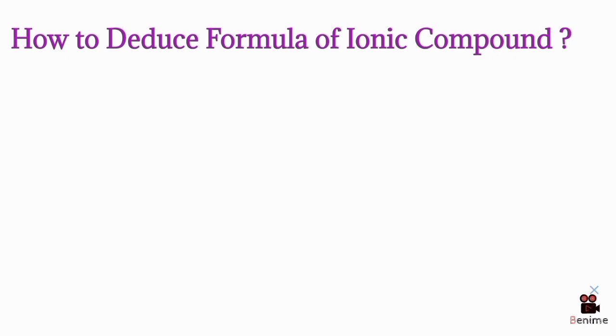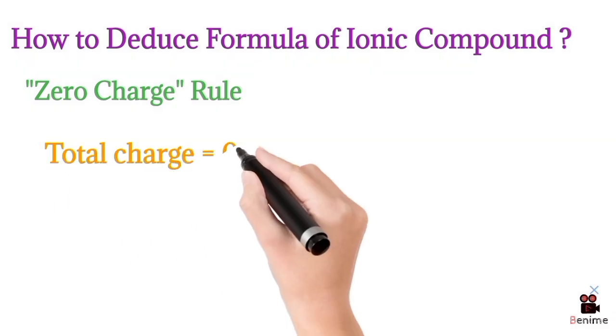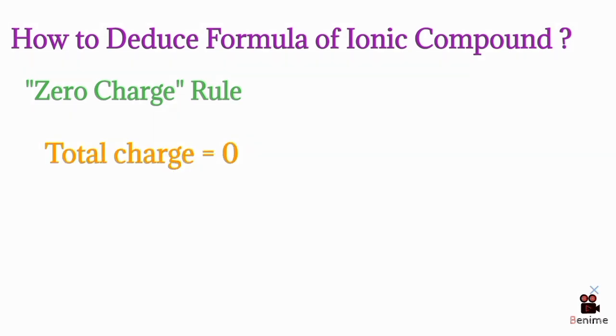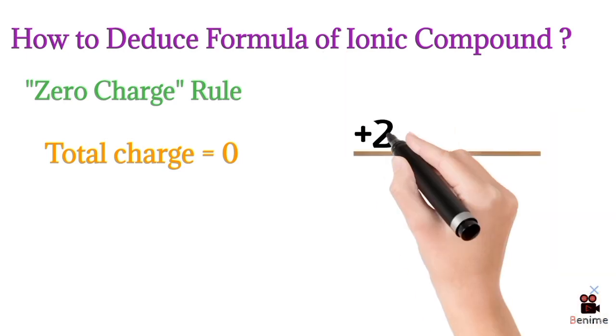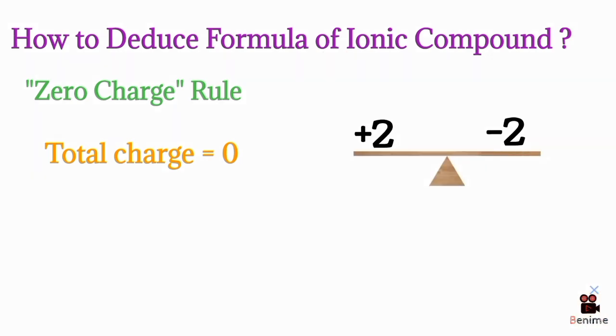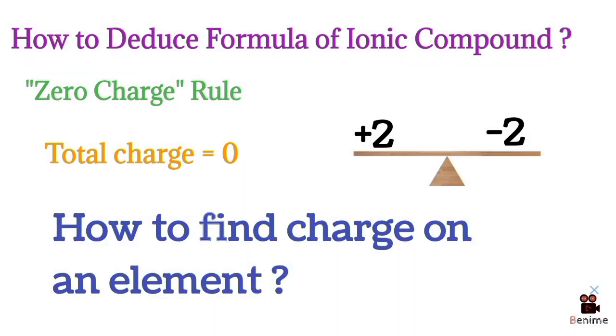1. Understand the goal, the zero charge rule. The most important rule in ionic chemistry is that the total charge must equal 0. Think of it like a seesaw. If you have a +2 charge on one side, you need a -2 charge on the other to keep it balanced. Now another important question is how to find the charge on an element.